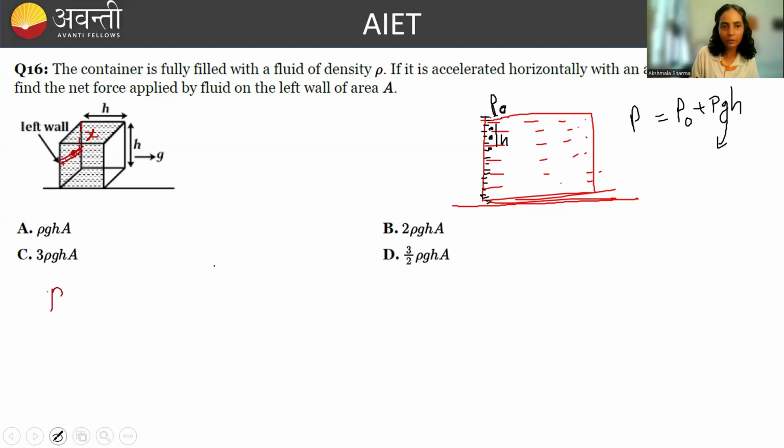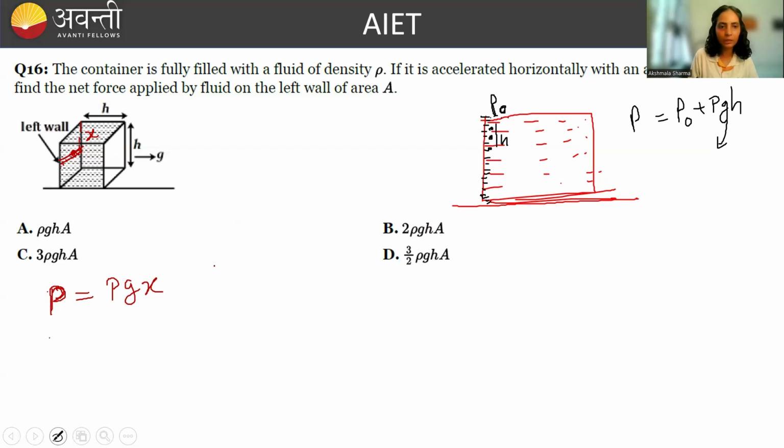Pressure at the top point will be equal to 0, since nothing is mentioned about the top point pressure, so I'm taking that as 0. So here, pressure at this point will become equal to how much? Rho g x. So this is the pressure.